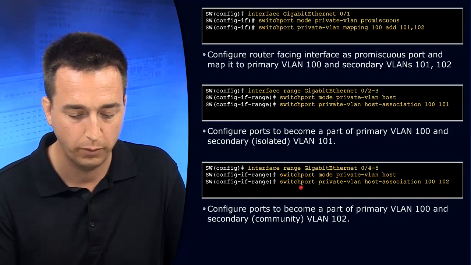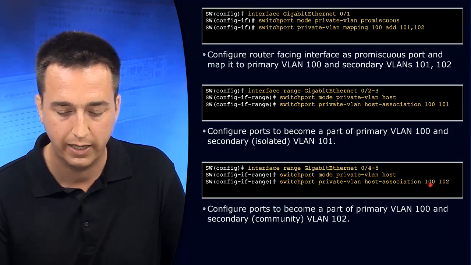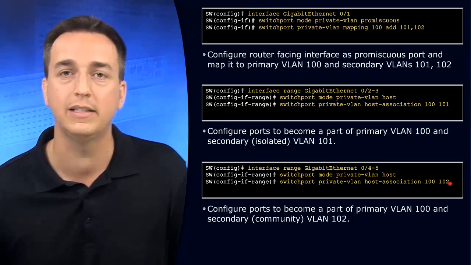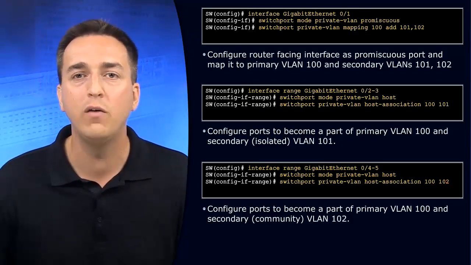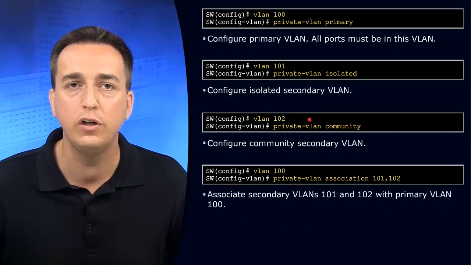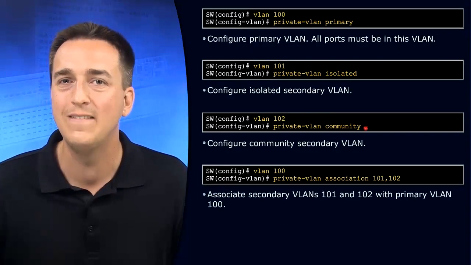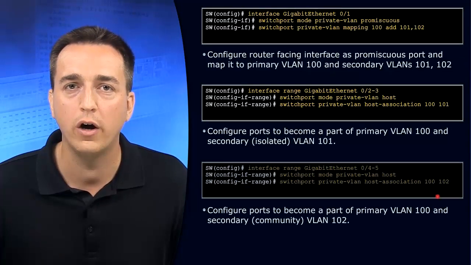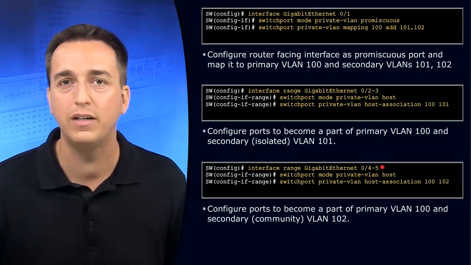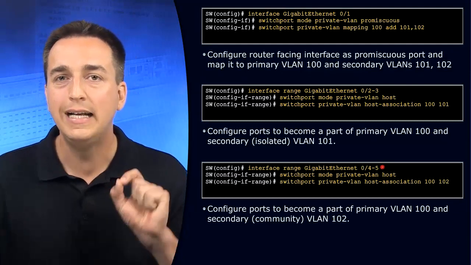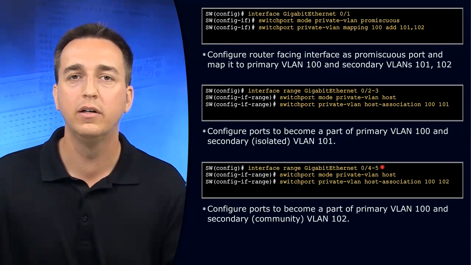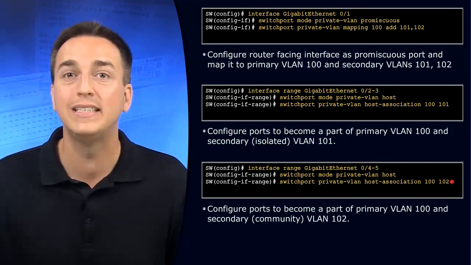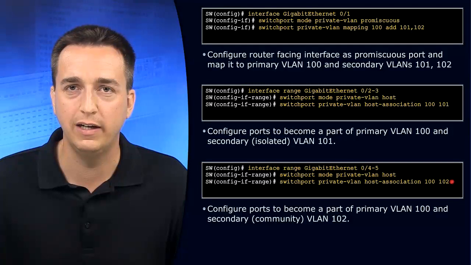Let's look at the switchport private-vlan host-association command. In this case, primary VLAN is 100 and secondary VLAN in this case is 102. And what is that VLAN 102? It is a community VLAN. So therefore, our two ports, gigabit 0/4 and 0/5, the devices that are connected to those ports can communicate with each other because they are part of the same community VLAN.